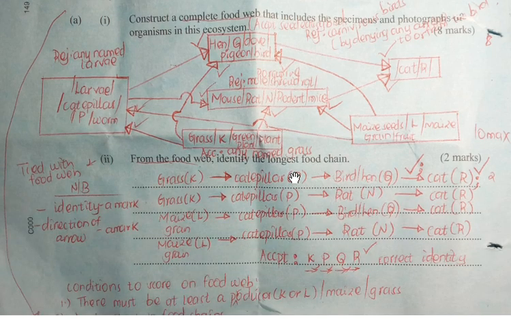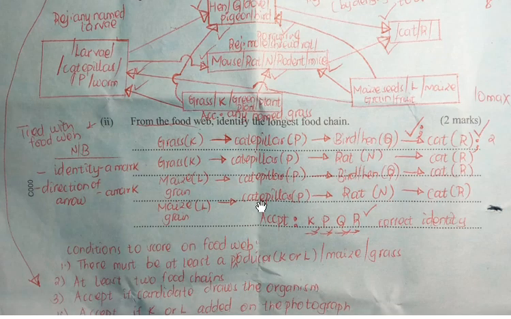From the food web, identify the longest food chain, and that is grass, which is K, fed on by caterpillar, which is P, fed on by bird, fed on by cat, which is R. Or in other terms, grass, caterpillar, rat, cat. Maize eaten by caterpillar, caterpillar eaten by bird or hen, eaten by the cat. Then maize grain eaten by caterpillar, which is P, eaten by the rat, which is N, eaten by the cat, which is R.